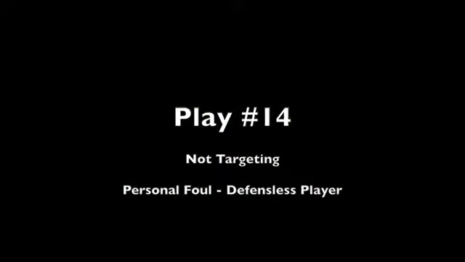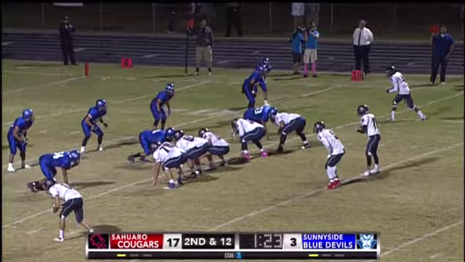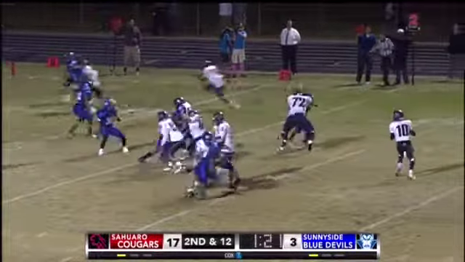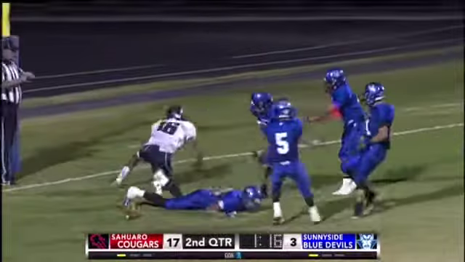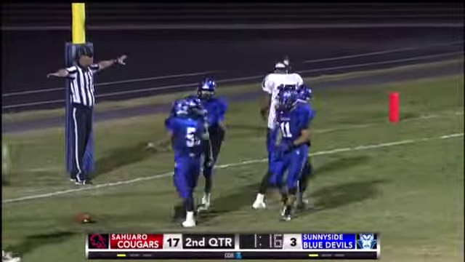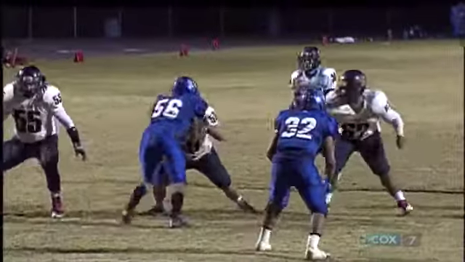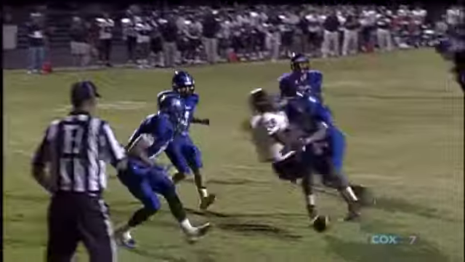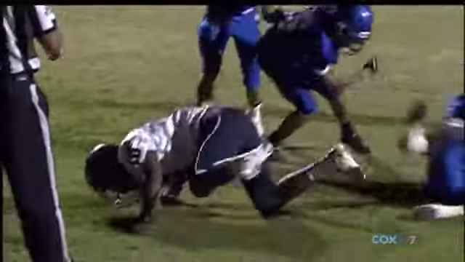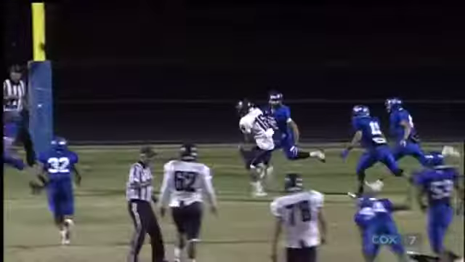Play number 14 is again that classic example of what we think of when dealing with defenseless players. That means we have a receiver going across the middle and getting hit by an opponent. Again, the first thing you do is look for indicators. In the case of this play, we don't have any noticeable targeting indicator. Because of that, and the fact that contact is not above the shoulders, we will not have targeting on this play. But that doesn't mean we can't have a different personal foul.